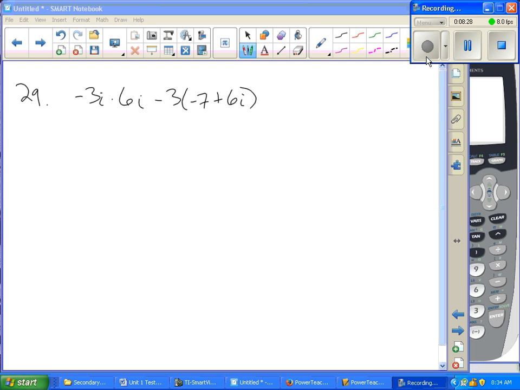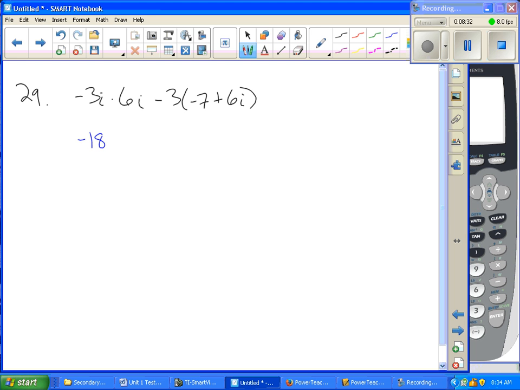So on this one, I can go ahead and multiply the negative 3 with the 6 and get negative 18. And then i times i is i squared. And then I would distribute the negative 3. So negative 3 times negative 7 is a positive 21. Negative 3 times 6i is a negative 18i.